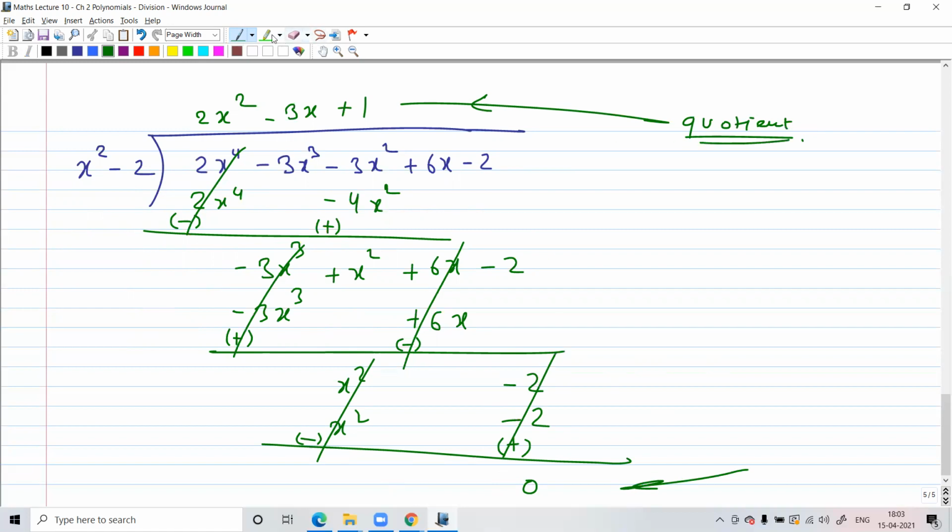Now, a very important thing you should understand is that x square minus 2 was one of the factors, and the remaining factor is this. What does it mean? It means that the big quartic polynomial which was given in the question can be written like this.